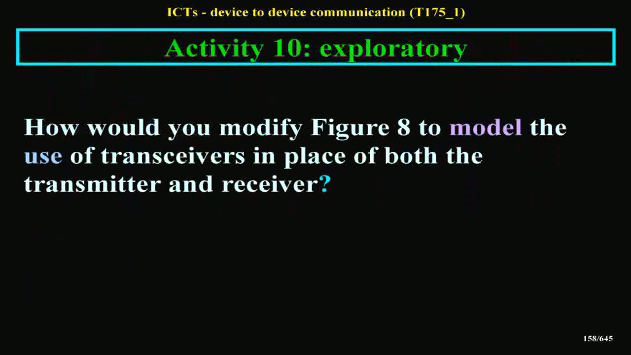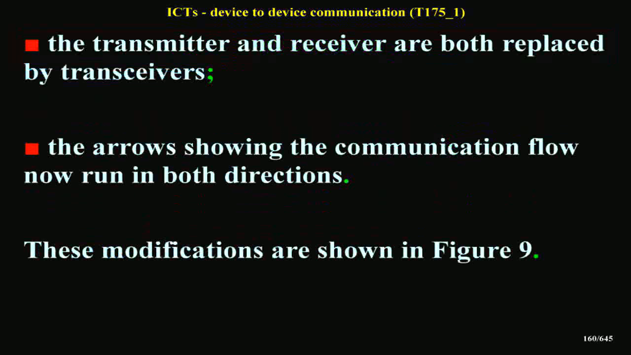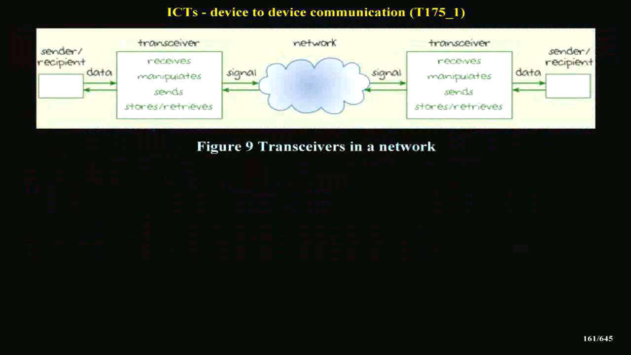Activity 10. Exploratory. How would you modify Figure 8 to model the use of transceivers in place of both the transmitter and receiver? Discussion. The modifications needed would be: the endpoints both become sender/recipient because both can send or receive. The transmitter and receiver are both replaced by transceivers. The arrows showing the communication flow now run in both directions. These modifications are shown in Figure 9. Figure 9. Transceivers in a network.